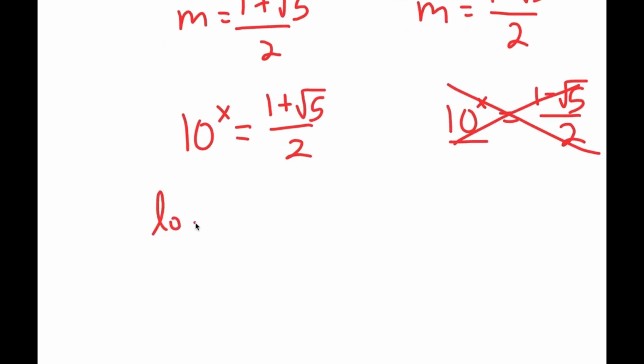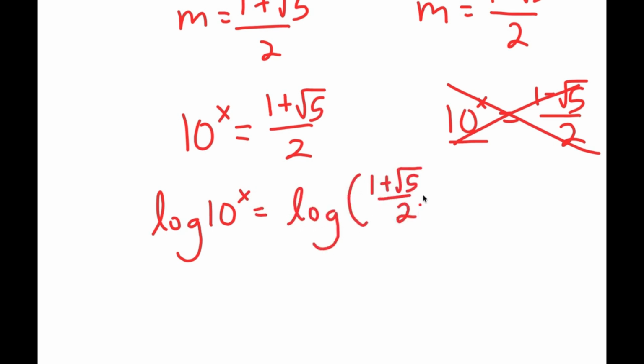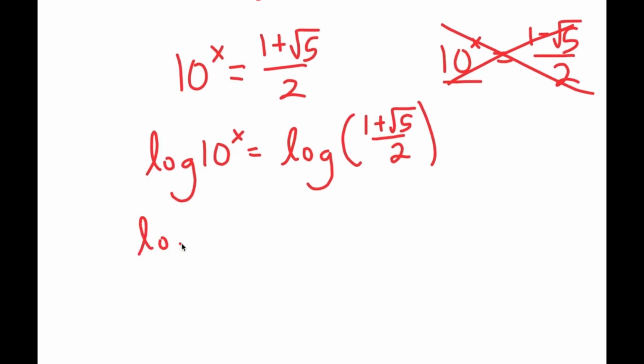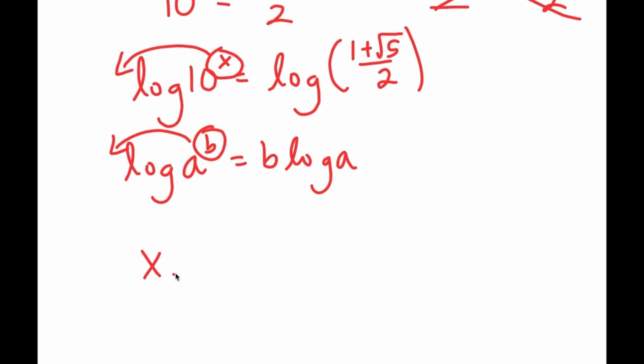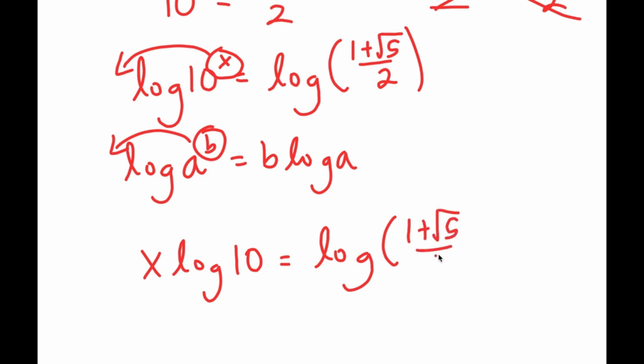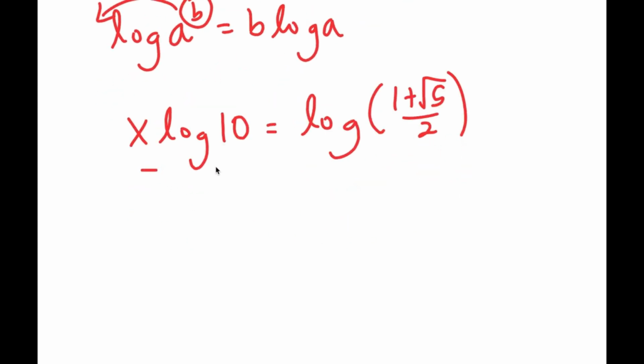And to solve this, I'm going to take the log on both sides. So I get log of 10 to the power of x is equal to log of (1 plus the square root of 5) over 2. And if I have something in the form log of a to the power of b, I can move the exponent b to the front, so this turns into b times log a. So now I have log of 10 to the power of x, which I can move x to the front, so I get x times log 10 is equal to log of (1 plus the square root of 5) over 2. And now I'm going to divide both sides by log 10.